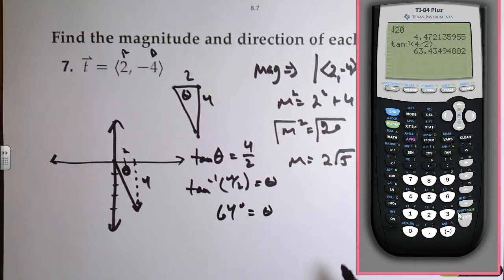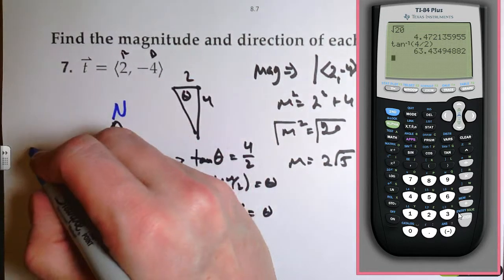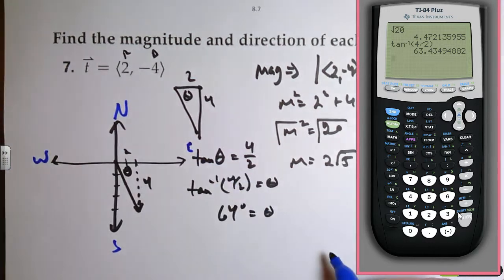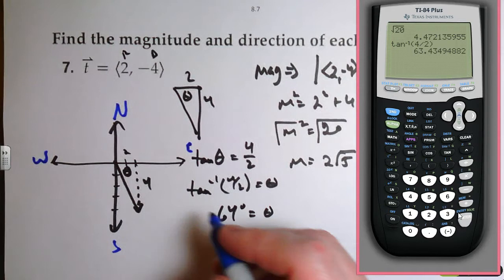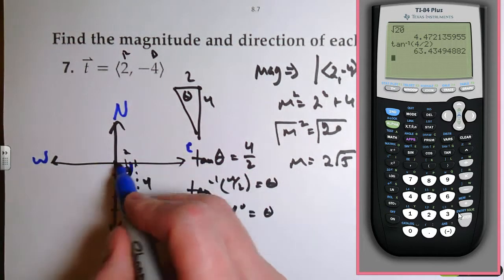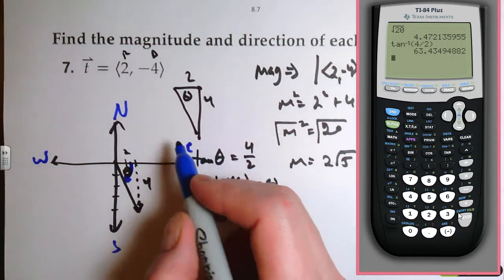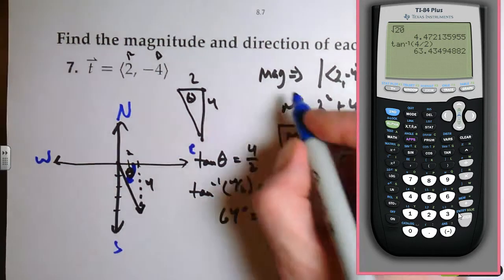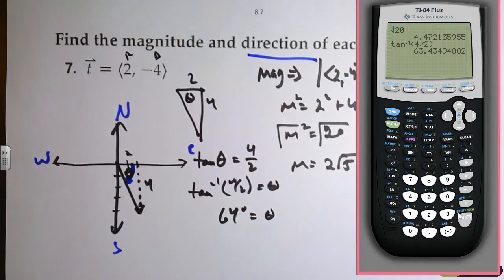Okay, 64 degrees. Now, here's the tricky portion of this. North, west, south, east. I can describe this two ways. I can think of it with respect to the horizontal, which is the east, and it's 64 degrees south of the east. So for the direction, I don't need this anymore, it's just in the way.